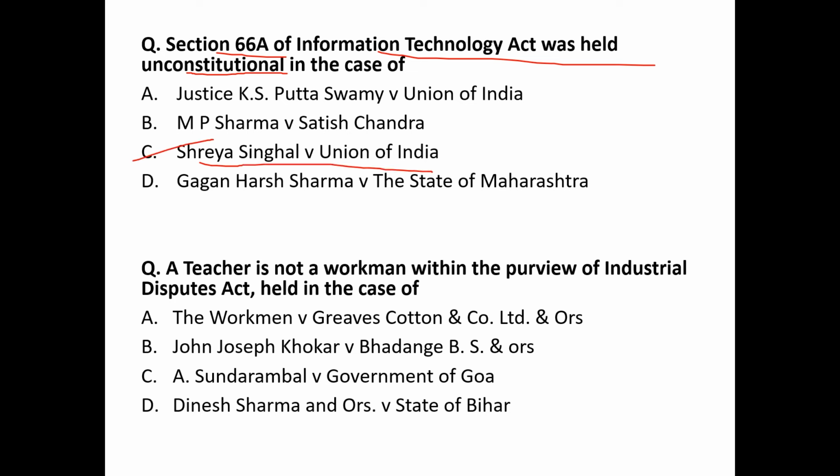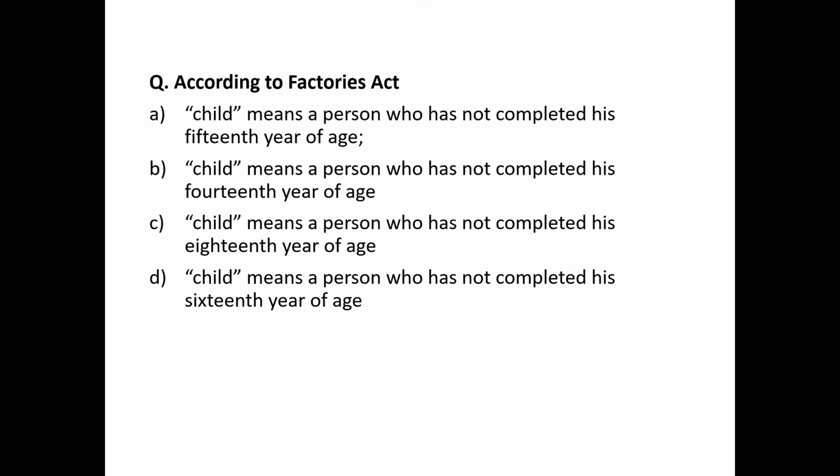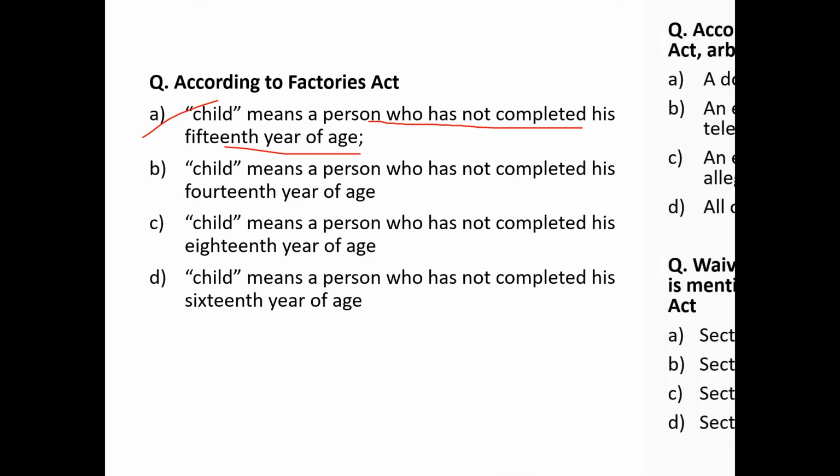Option C. Next question. A teacher is not a workman within the purview of Industrial Dispute Act was held in the case of A. Sundarambal vs Government of Goa. Option C. Next question. According to Factories Act, child means a person who has not completed his 15 years of age. Option A. It is mentioned under Section 2(c) of Factories Act.